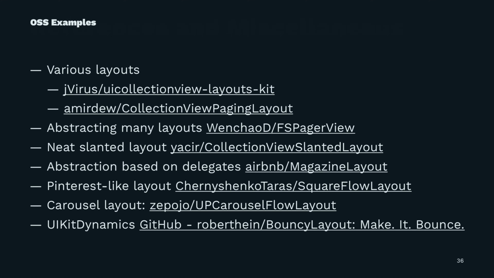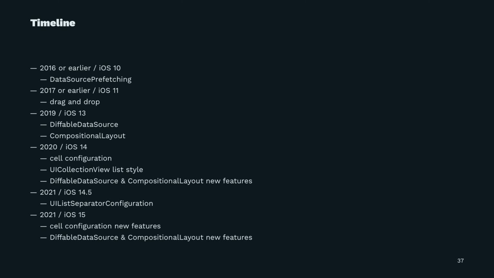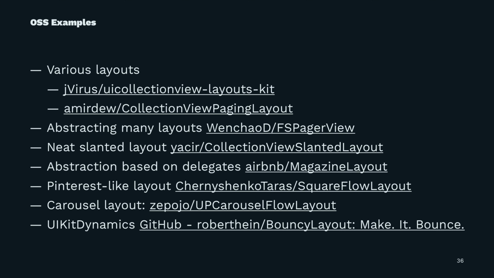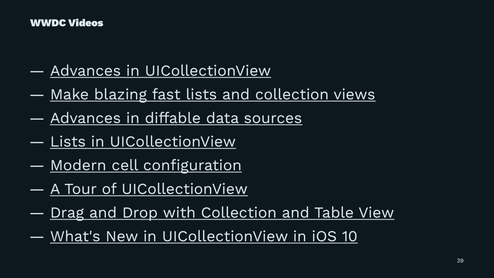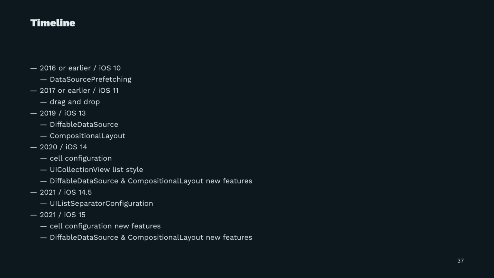In the final slides, I have links to OSS layouts and collection view libraries. Also a timeline of when APIs were added, so depending on your minimum deployment target, you can see when you can actually use them. And also some different videos and documentation links that I used and referenced when creating this.